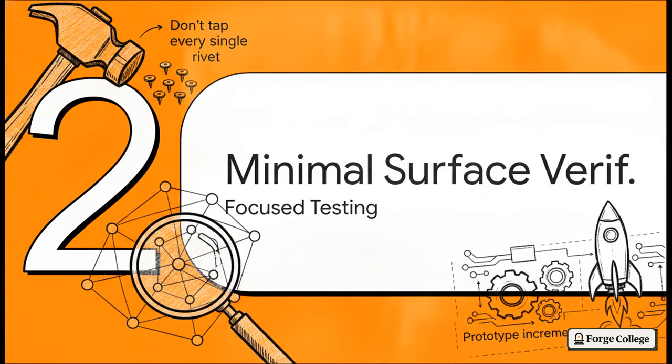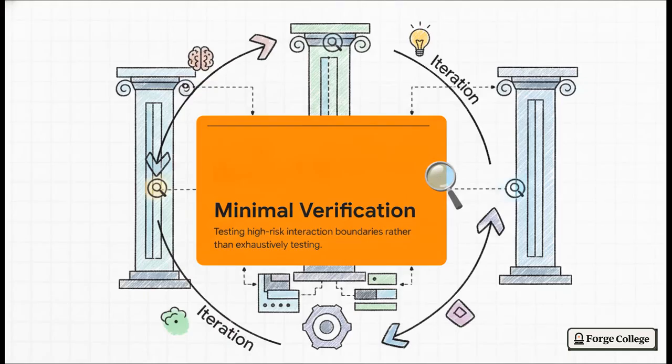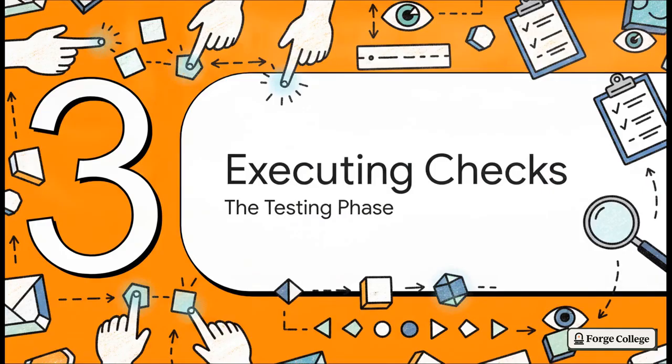Section 2. Minimal surface verification. Now, as master engineers, we know way better than to tap every single rivet with a hammer. We honestly do not have the time to exhaustively test every tiny pixel interaction. Instead, we use minimal surface verification. We keep our testing focused strictly on the high-risk, load-bearing pillars of your smart contract boundaries. It is a total lifesaver because it maximizes what we learn while keeping us out of an endless testing rabbit hole.